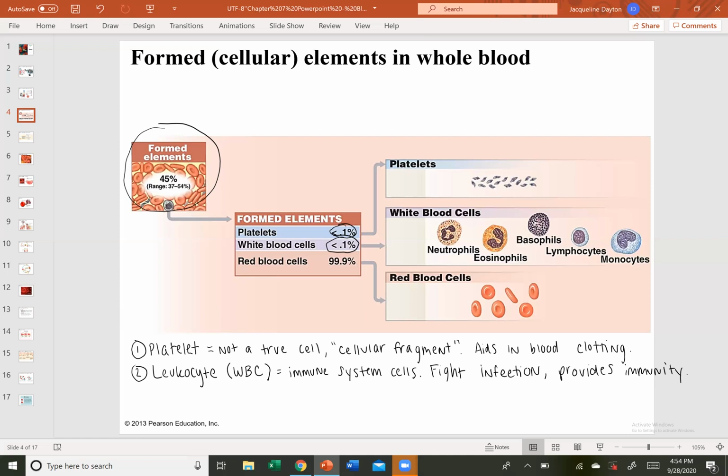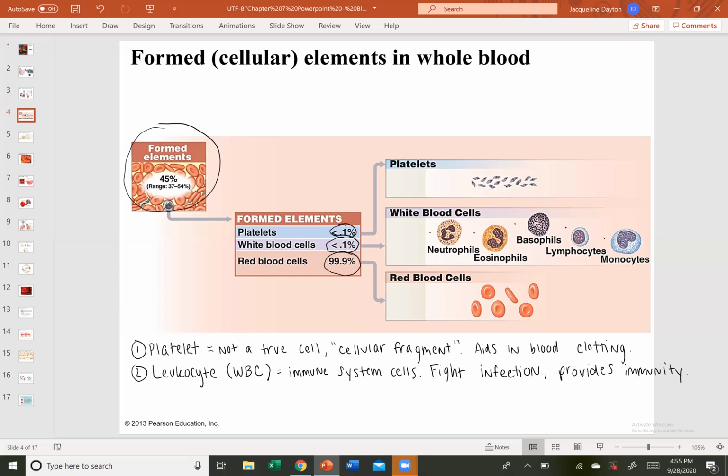You're going to see there are 5 different types of white blood cells. You don't need to know those individual types at this point in the semester or for this particular chapter, but just have that in the back of your head that there are 1, 2, 3, 4, 5 different types of white blood cells, okay?